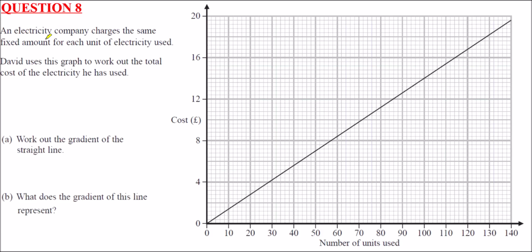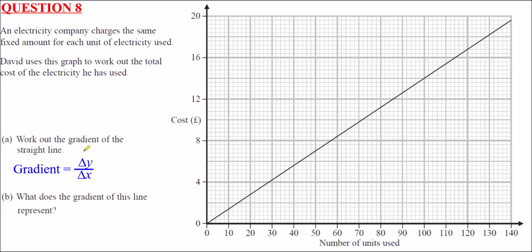Question 8. An electricity company charges the same fixed amount for each unit of electricity used. David uses this graph to work out the total cost of the electricity he has used. For part A, we need to work out the gradient of a straight line. So the gradient, we need to remember, is the change in y divided by the change in x between 2 points on the line.